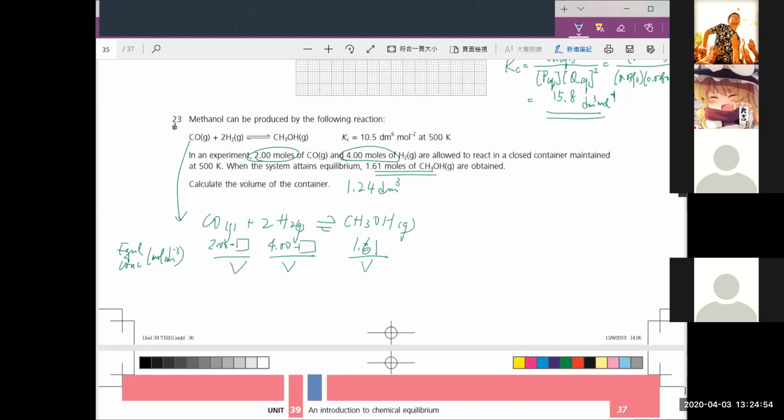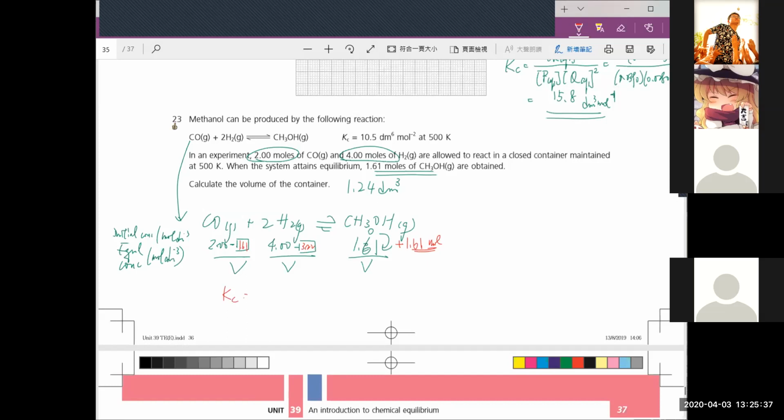Now the question is what is in the boxes? It depends on your initial concentration, right? You know the concept about initial concentration, which is originally 2, 4, and this one is 0. So what is the change? This is our concern. We have a change of 1.61 mole, so it's minus 1.61, and for this one it is 1.61 times 2, which is 3.22. I use this as a start to do the calculations.